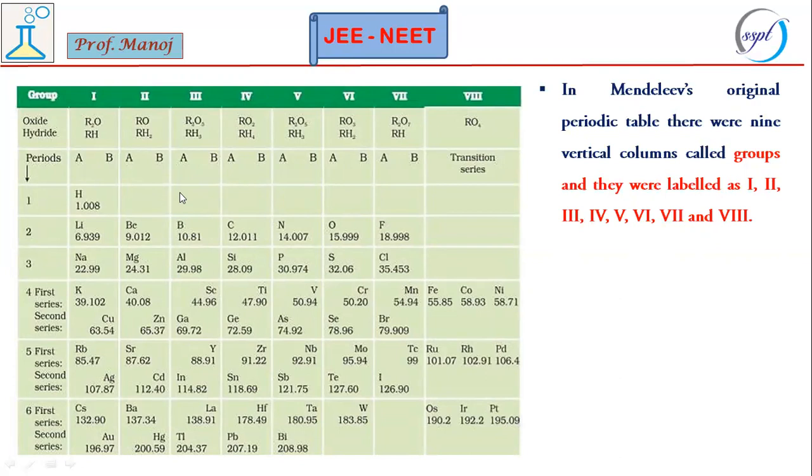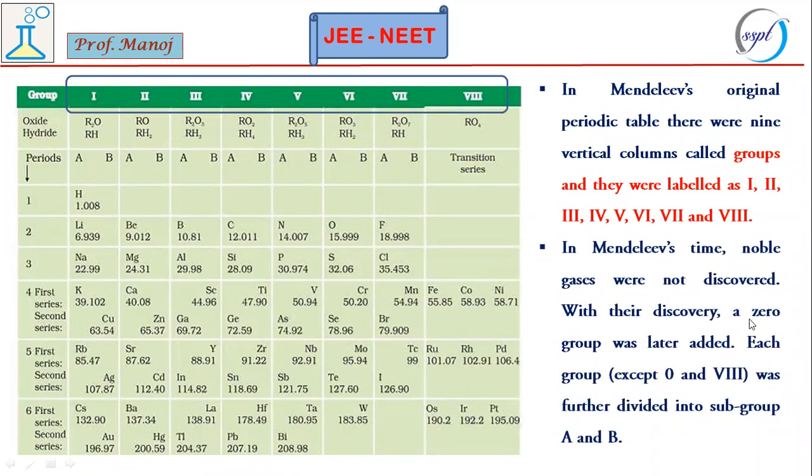Now, if you count the number of groups, they are 7 into 2, that means 14, and 3. There are 18 columns. I have written 9 vertical columns, but you can actually see only 8, because later a group 0 was added immediately after the discovery of inert gases. If you now count the number of groups, there are actually 18 groups only: 7 into 2, 14, and 3, 17, and the 0 group, that is the 18th group.